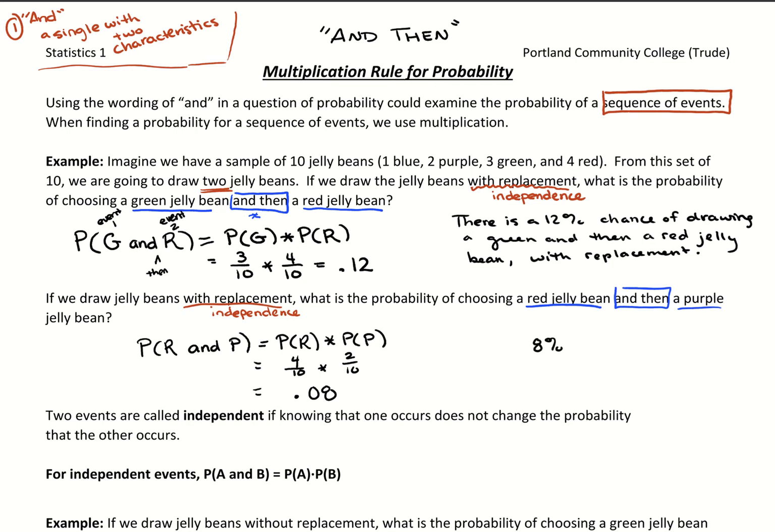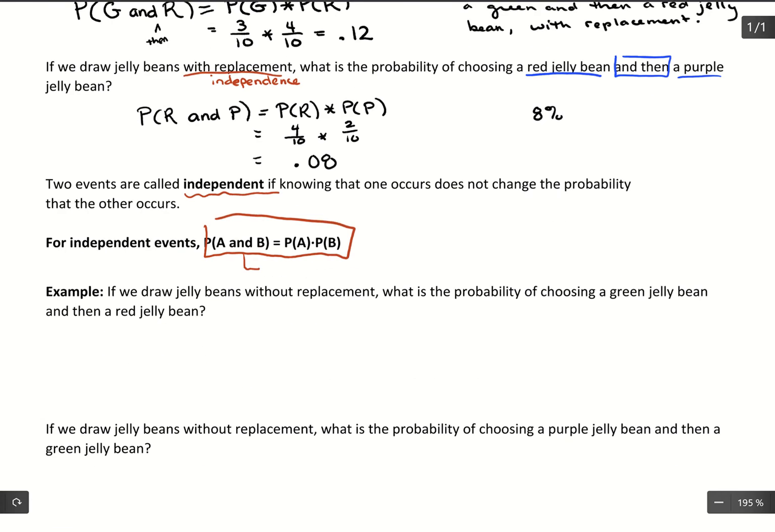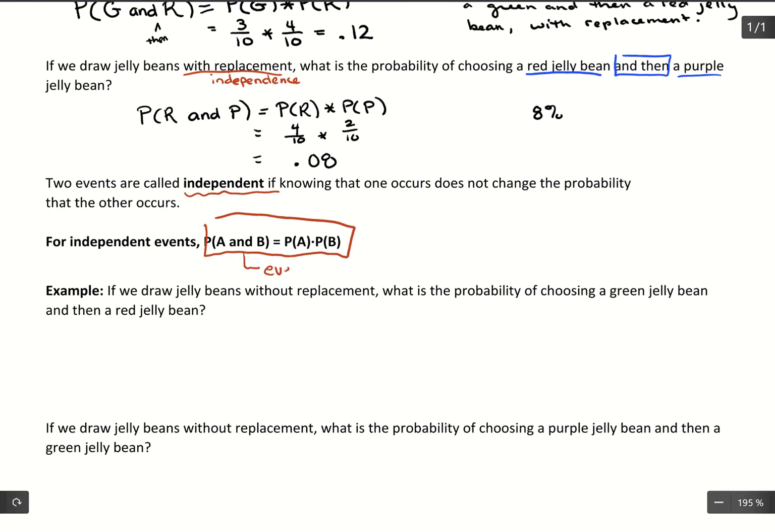All right, so this is our multiplication rule. What's key is that this multiplication rule is specific to independent events. If you're looking for the probability of event A and then event B, just make sure that the notation is describing event A and then event B. You can just multiply the two probabilities.